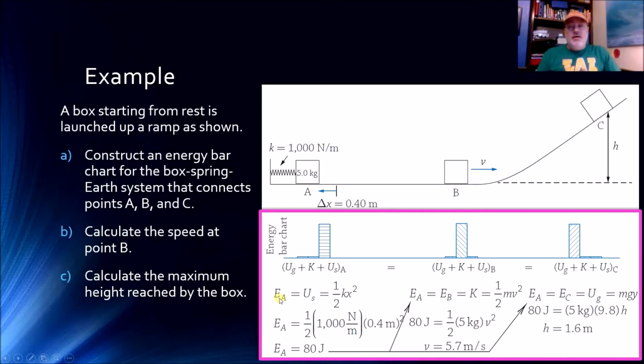So at the beginning, all the energy at A is spring potential, which is 1/2 kx squared, which is 80 joules. That 80 joules equals the kinetic energy we have over here. And so if we plug that in, we end up with the velocity being 5.7 meters per second. And then, since the energy here equals the energy there, 80, I just plug that in over here for C, and that all turns into potential, and we end up with a height of 1.6 meters.